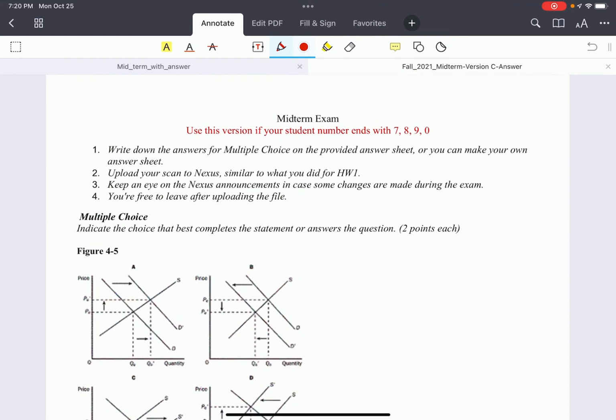So let's talk about the midterm exam. I'm using version C because this is the version with the highest number of students.